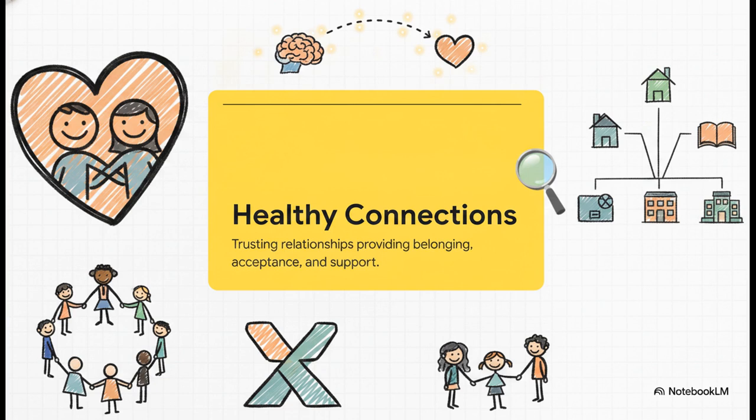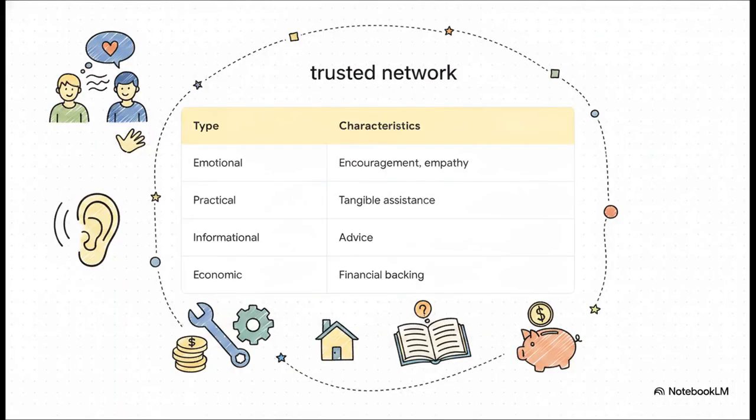We're talking about trusting, supportive relationships with family, friends, teachers, and coaches. We are deeply social creatures, right? Without a network that offers a sense of belonging and acceptance, our overall well-being simply collapses. When we break down a trusted network, we see all these different pillars of support: practical, informational, and economic. But above all of those, emotional support is absolutely vital.